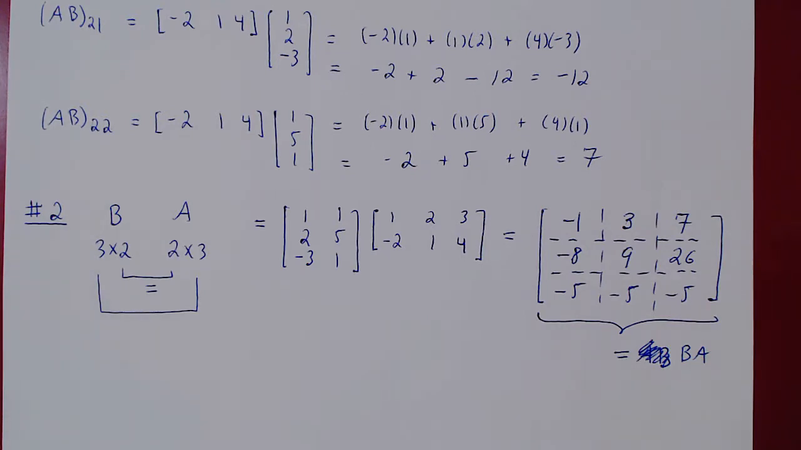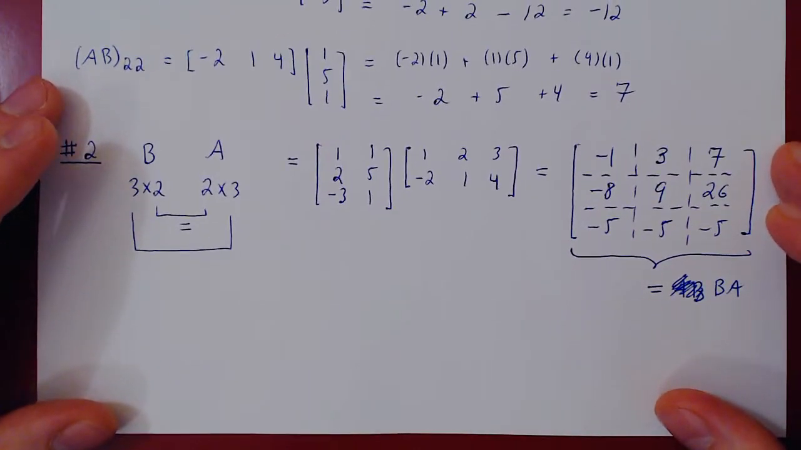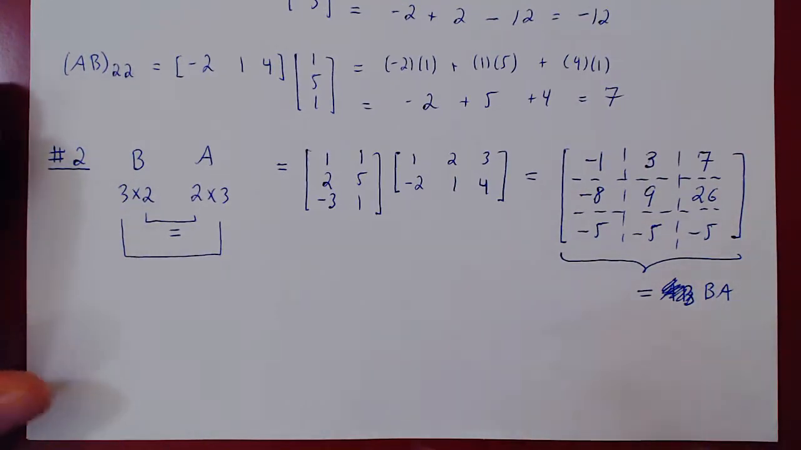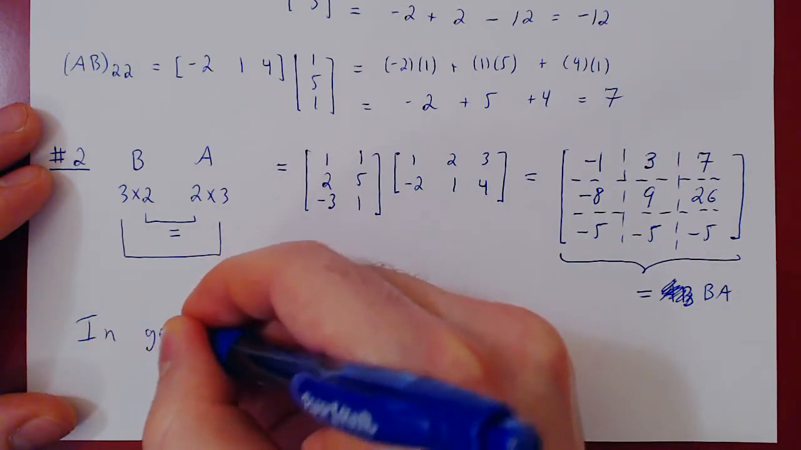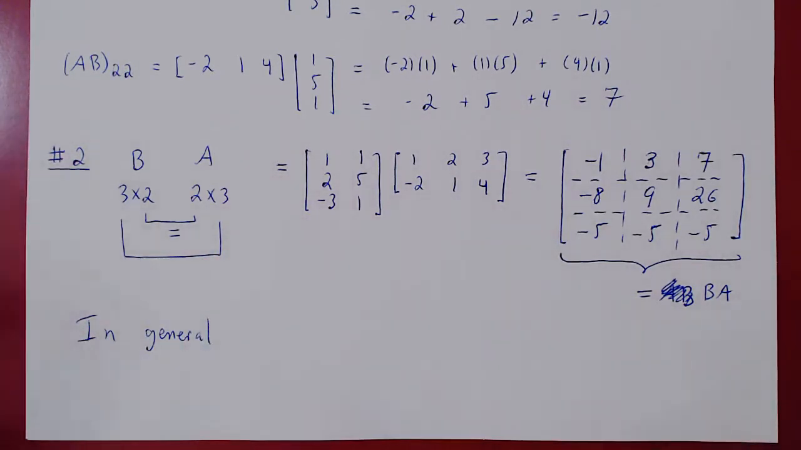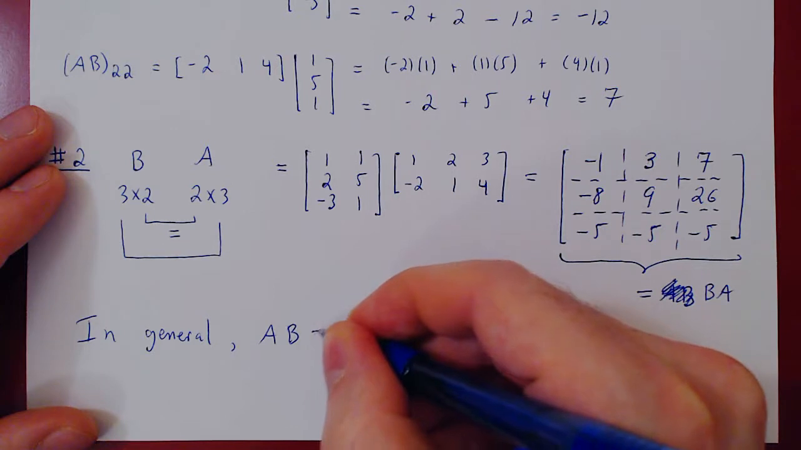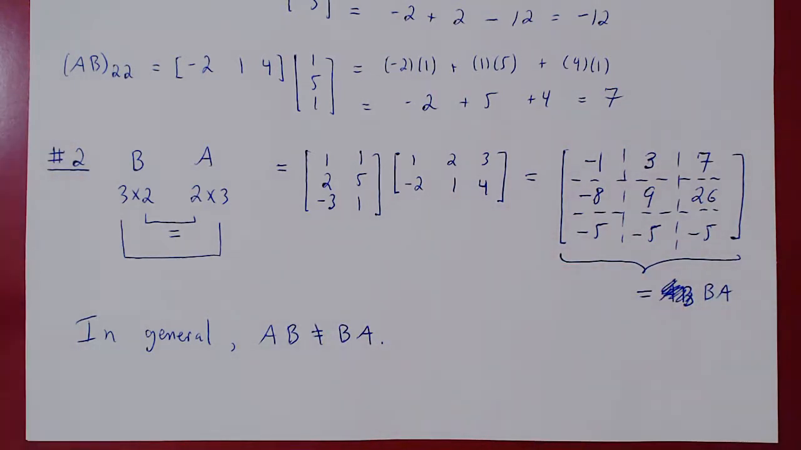Let's do another example that is even more radical, but we can see at least, even though both AB and BA are defined, they're not equal. And this is true in general. In general, matrices do not commute under multiplication. So you have to be very careful.